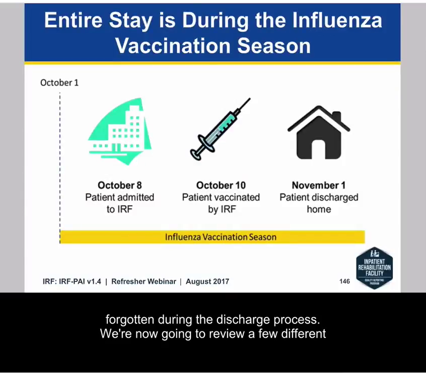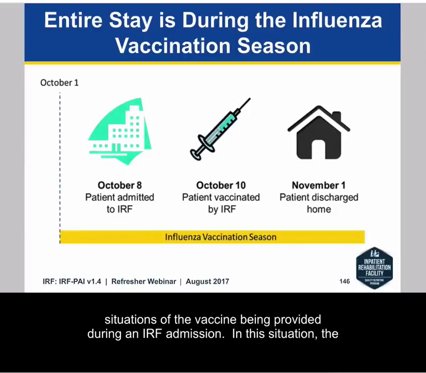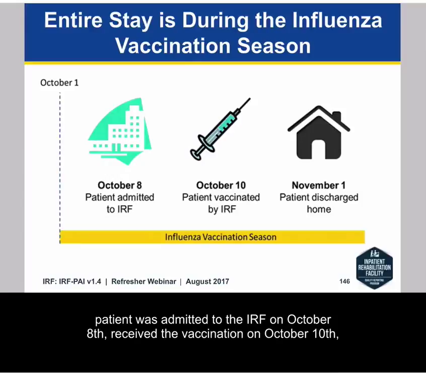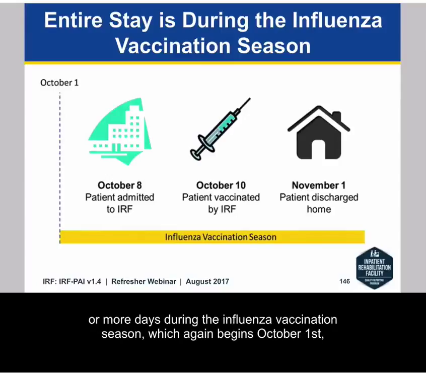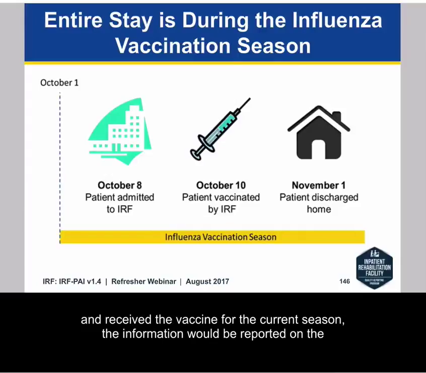We are now going to review a few different situations of the vaccine being provided during an IRF admission. In this situation, the patient was admitted to the IRF on October 8th, received the vaccination on October 10th, and was discharged home on November 1st. Since the patient was in the facility for 1 or more days during the influenza vaccination season, which again begins October 1st, and received the vaccine for the current season, the information will be reported on the IRF-PAI.